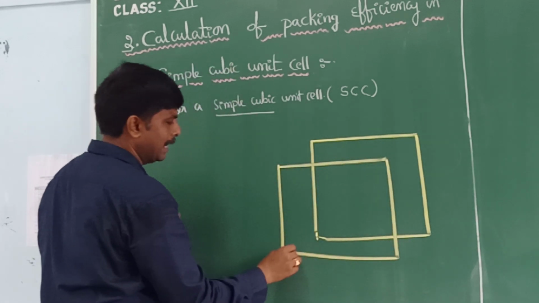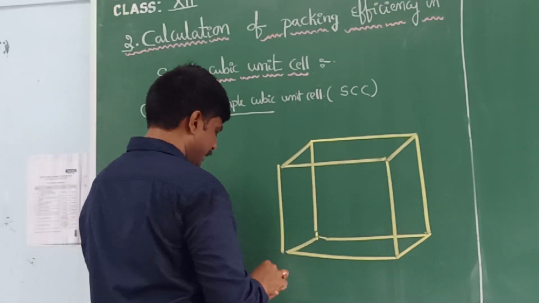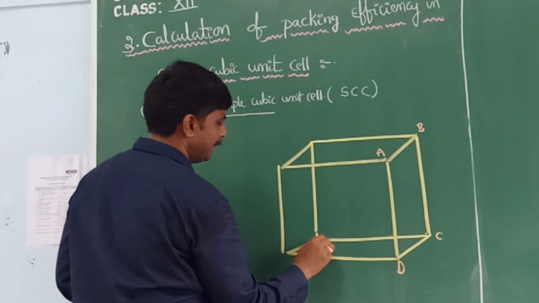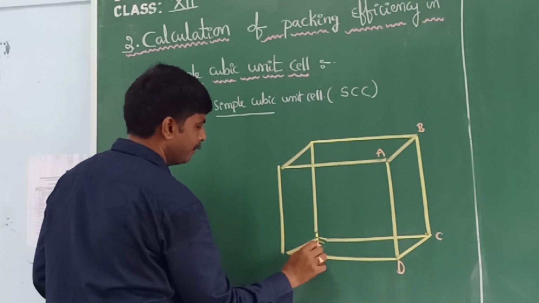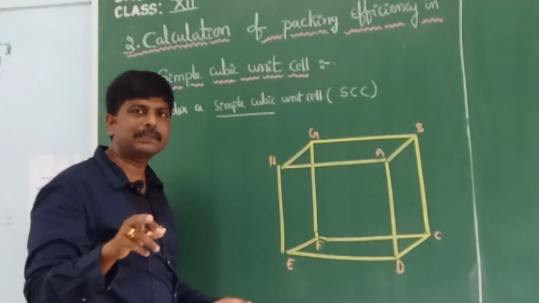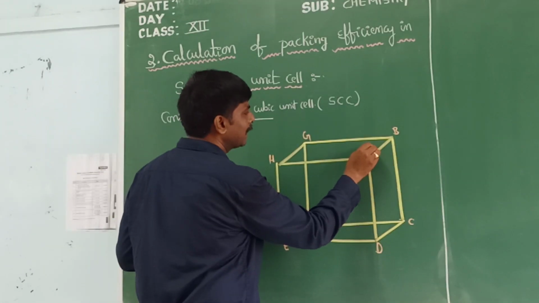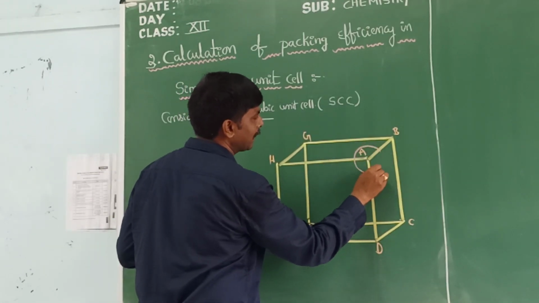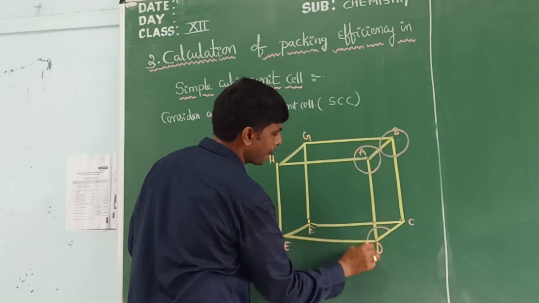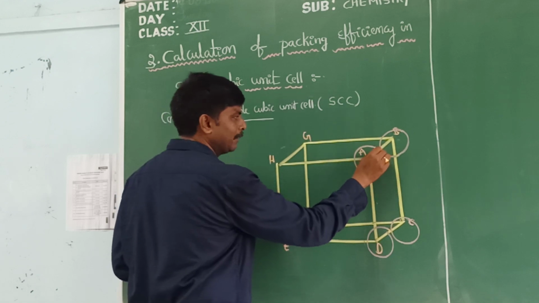So this cube has 8 corners: A, B, C, D, E, F, G, H. Simple cubic means atoms, spheres, are present only at the corners like this. They will touch each other, 1, 2, like this, 3, 4 like this. Only at the corners will spheres be present.